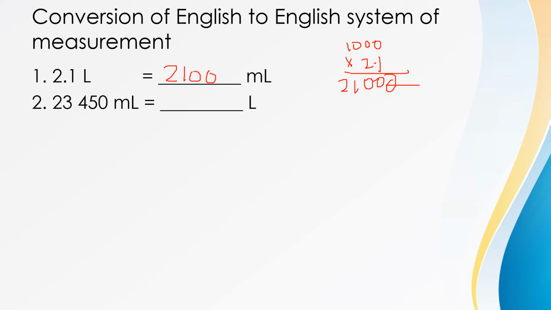Okay, next. Oh, ml to liter. So we know that 1,000 ml is equal to 1 liter. So move lang natin ng tatlong beses. 1, 2, 3. So 23.450.